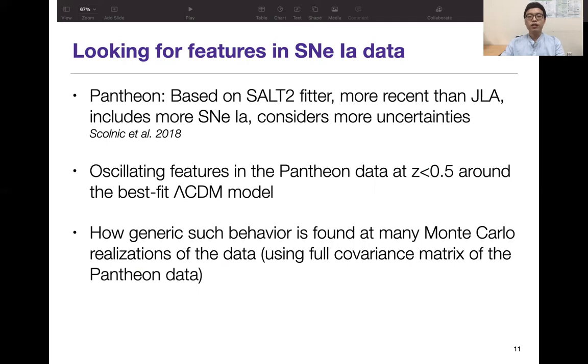We find oscillating features in the Pantheon data at redshift lower than 0.5 around the best fit lambda CDM model. We have tried to see how generic such behavior is found at many Monte Carlo realizations of the data using the full covariance matrix of the Pantheon data.